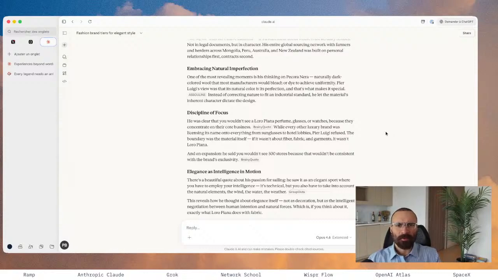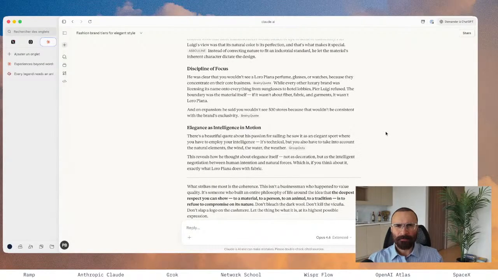One of the most revealing moments. Naturally dark colored wool that most manufacturers would bleach or dye to achieve uniformity. Its natural color is its perfection, and that's what makes it special. Instead of correcting nature to fit an industrial standard, he let the material's inherent character dictate the design.